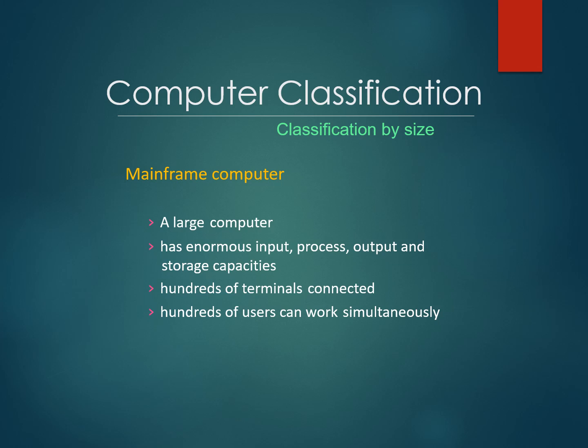Mainframe computer is very expensive. Examples of mainframe computers are UNIVAC 1100 series and UNIVAC 2200 series. Mainframe computer is mostly used by large organizations like banks, railways, hospitals, etc.